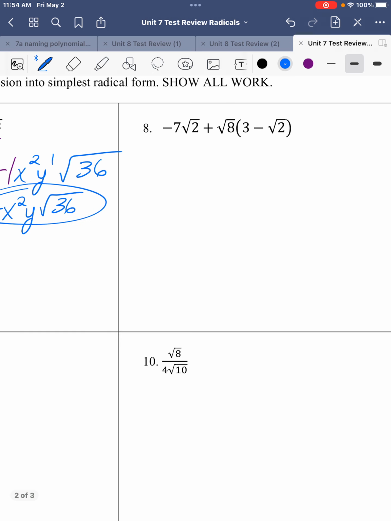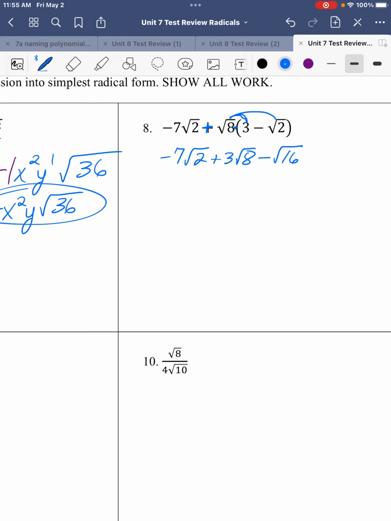Number 8, we have addition. 2 operations here actually together. We have addition and we have multiplication. Got to do multiplication first. So negative 7 square root of 2 plus 3 square root of 8. So square root of 8 times 3, square root of 8 times 2.